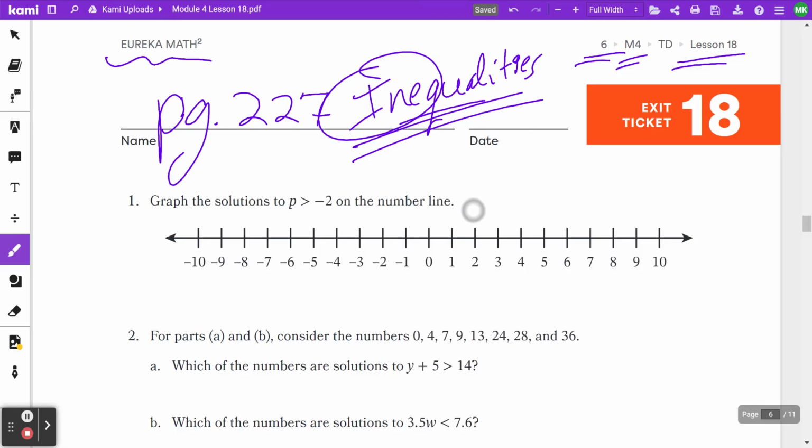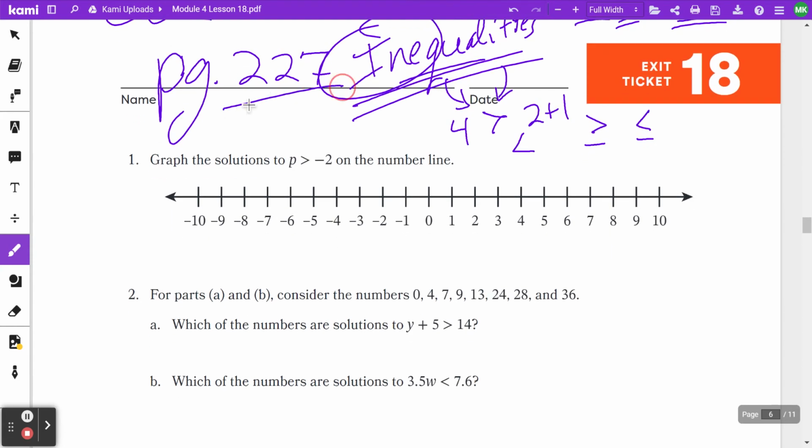An inequality could be something like 4 is greater than 1 plus 2. So this is an inequality. They are not equal to one another. And so we're working with symbols like greater than, or less than, or greater than or equal to, or less than or equal to, that kind of thing. So that's what's going on with this particular lesson. I guess they want us to start off with some graphing, so we'll hang out on page 227.